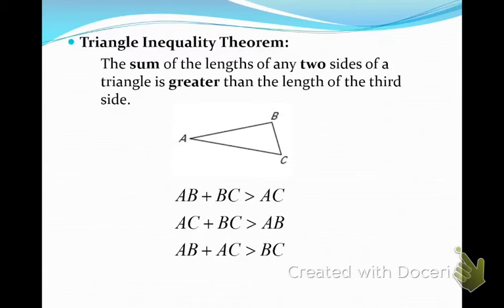This makes sense because, think about it. If I had a triangle, that's the third side, and the other two sides are not greater than the third side, then they wouldn't touch, right? If their sum is not greater than the third side, they wouldn't reach each other. Or if they're equal to the third side, then they'd just be the same line, right? So these two have to be greater than the third side.